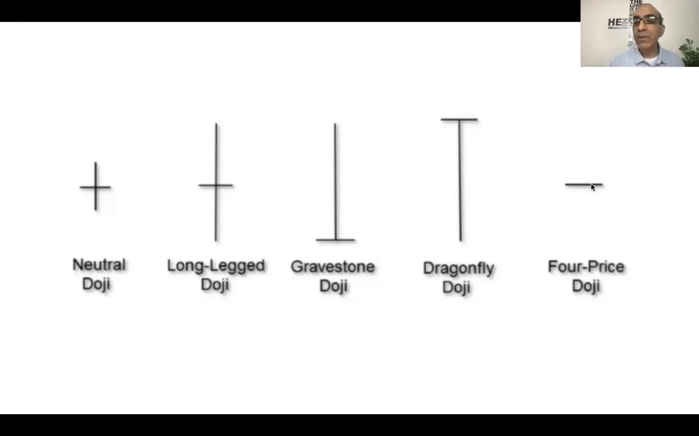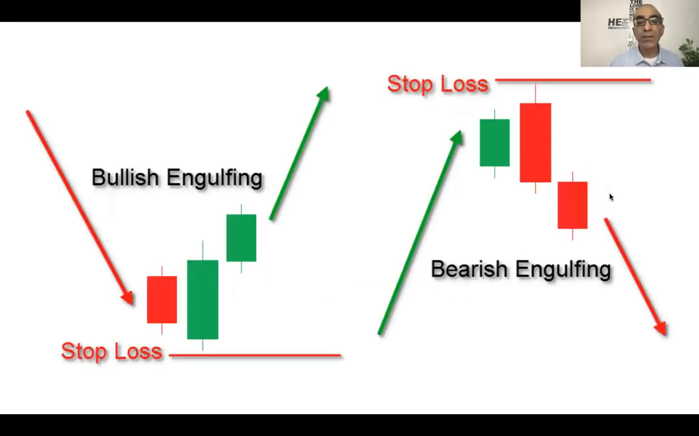And then the 4 price doji simply means that all 4 are at the same point. I have seen this, but it's not that common. Opening, closing, the high price, low price, all at that same level. It's quite rare, but it does happen. Okay, and there also it's quite neutral, and it's hard to know which way it's going to go.